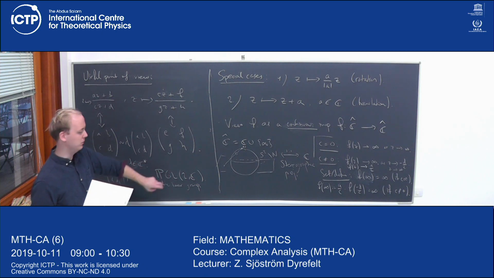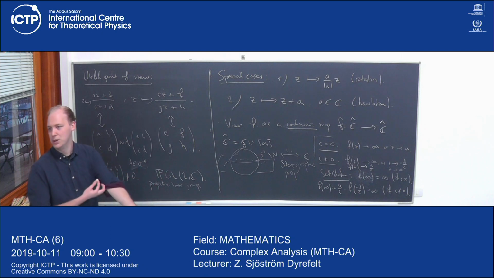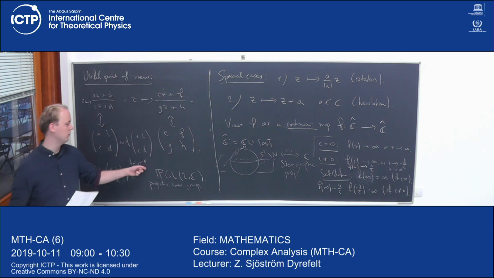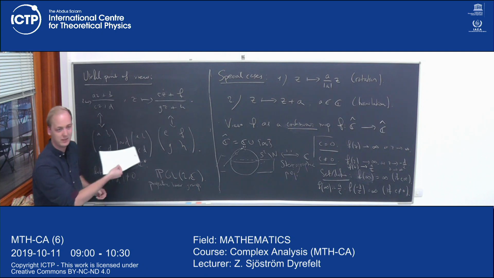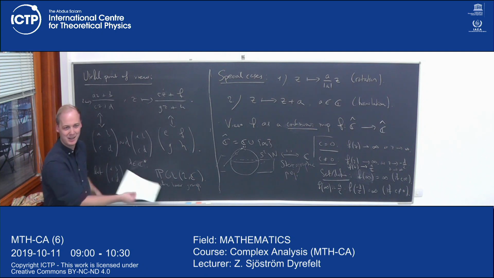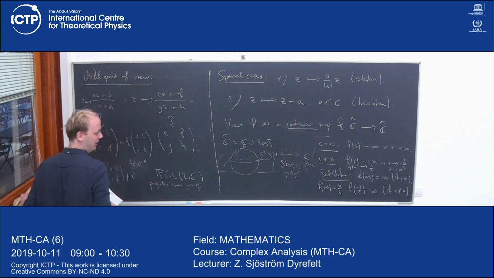So non-zero determinant means that you can invert it if you want. It means all invertible 2 times 2 matrices. But then you also have this identification. And so, if you don't know what this means, what it means is this. So it's a fancy name for what I just wrote on the board.